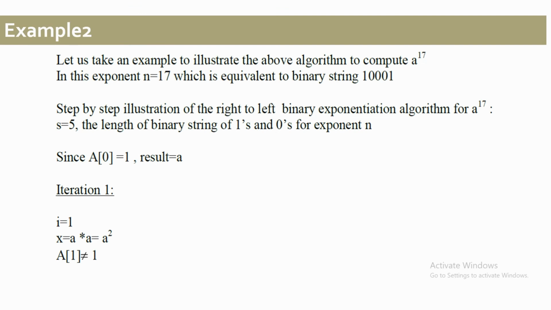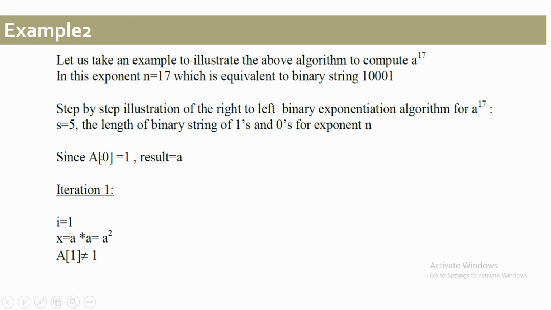Now we can take another example where our exponent is 17. So I have to find its binary. Then obviously this is the right to left method. So here I have to move from 0 to n minus 1 position, right? So I have to find first of all the length of the string. The length of the string is 5, so it will be stored in S. And I have to create an array which will contain all these binary digits.